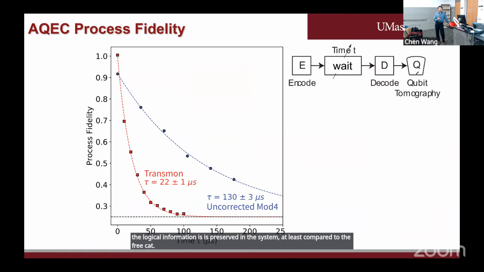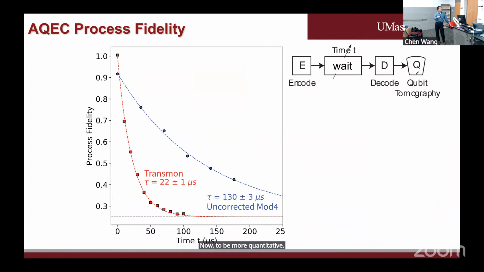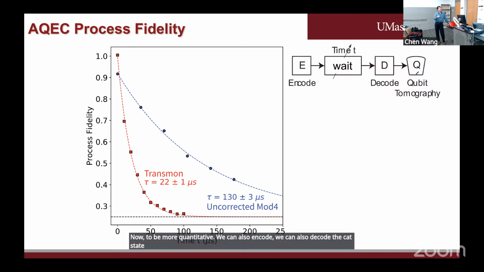Now, to be more quantitative, we can also decode the cat state back to the transmon ancilla and do a tomography on the transmon ancilla, so that we can quantitatively analyze what is the fidelity of the qubit after a variable amount of time.